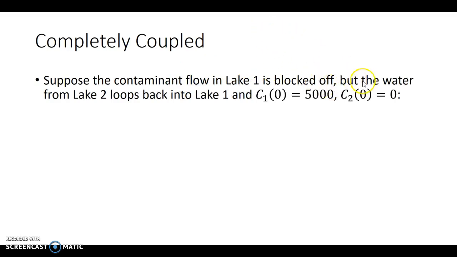So suppose the contaminant from our previous lake flows in lake 1 is blocked off. So we don't have an inflow from a foreign source, but the water from lake 2 loops back into lake 1, and C1(0) equals 5,000, C2(0) equals 0.